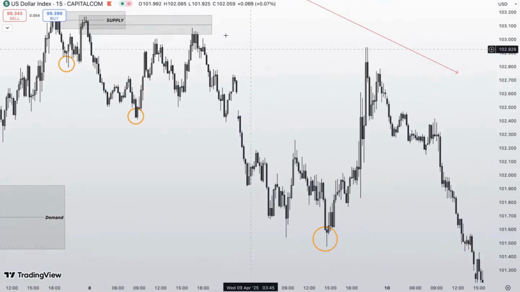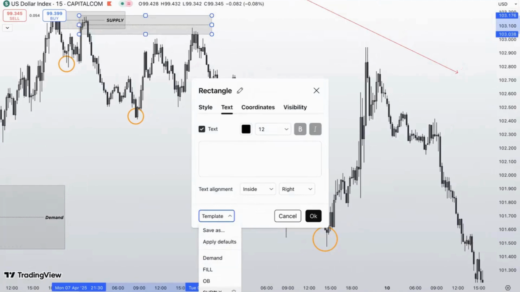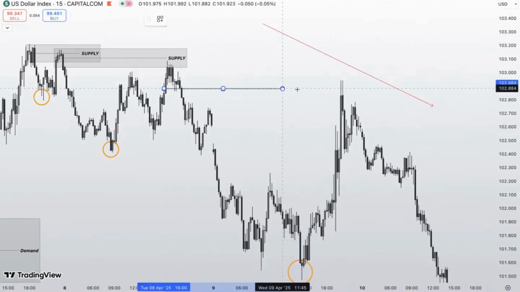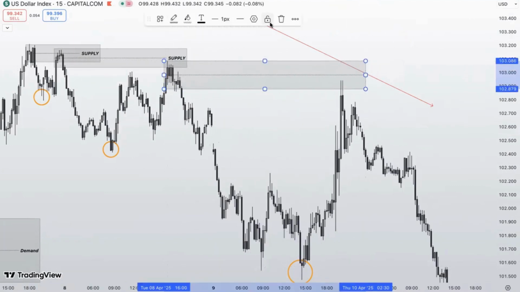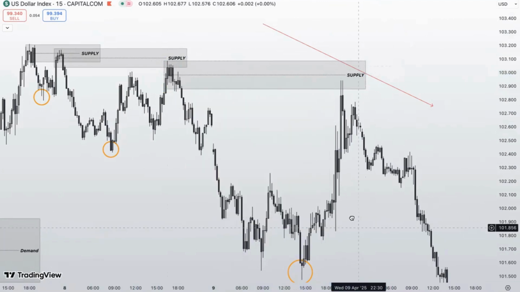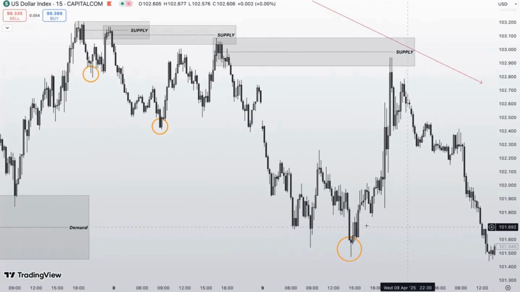It mitigated towards the upside, respecting this area right here of interest. And that becomes your supply. And then from there, what happened? The market then flushed towards the downside.